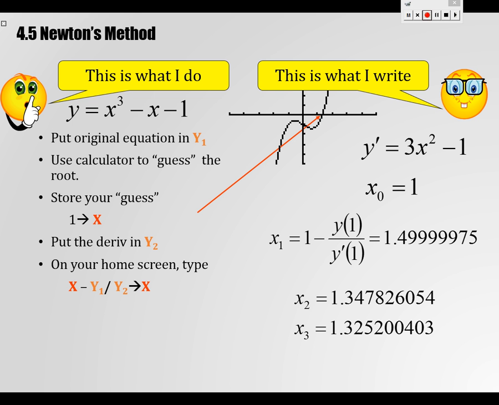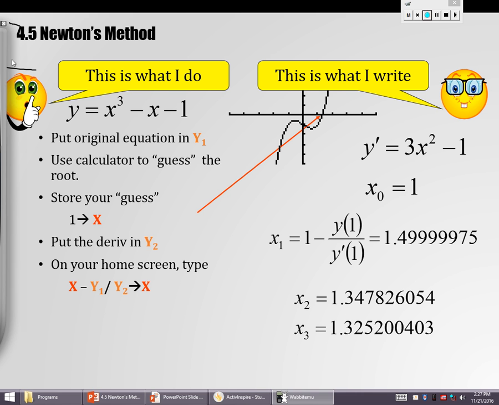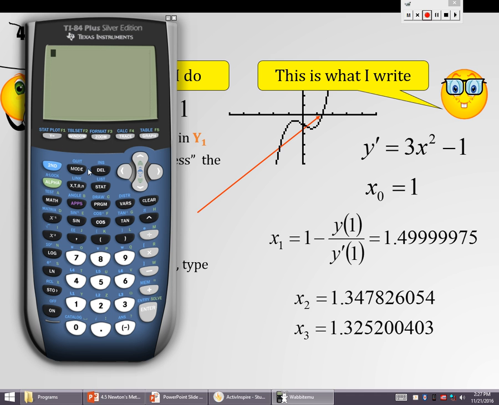Okay. Let me see if I can. I'll do this too up here. The original equation was what? X cubed minus x plus 1 minus 1.